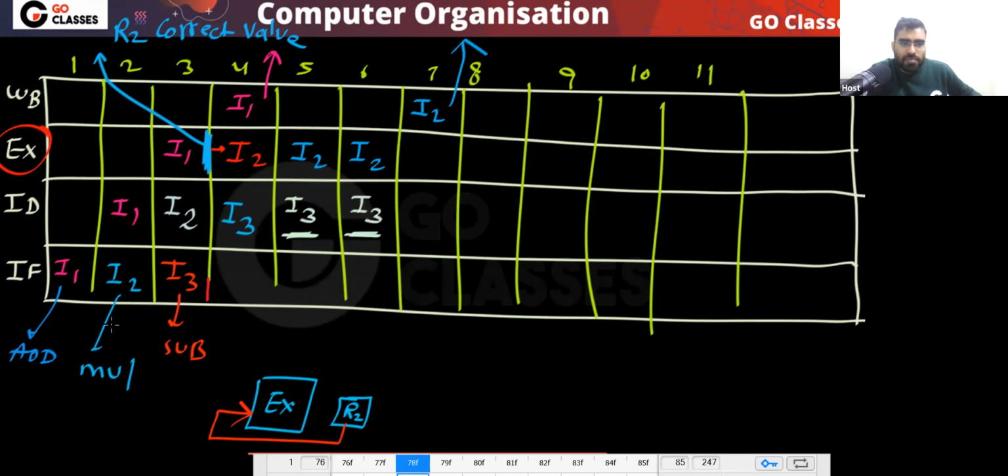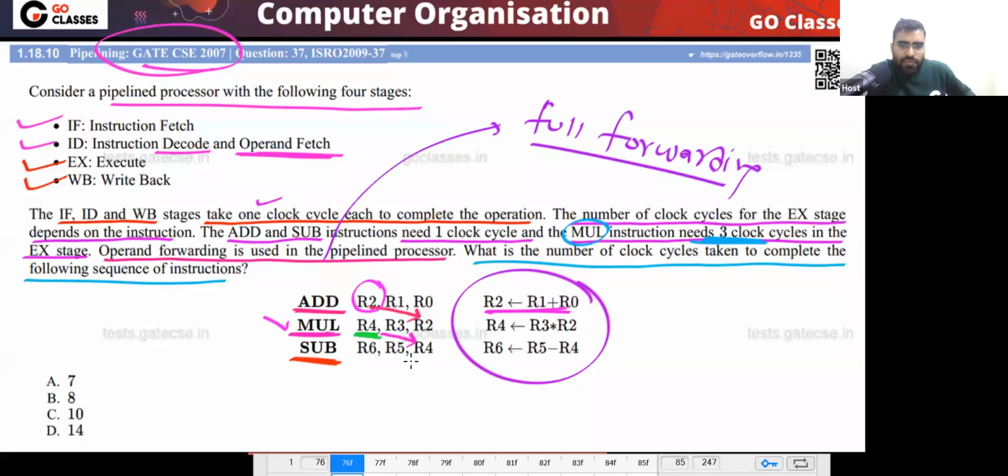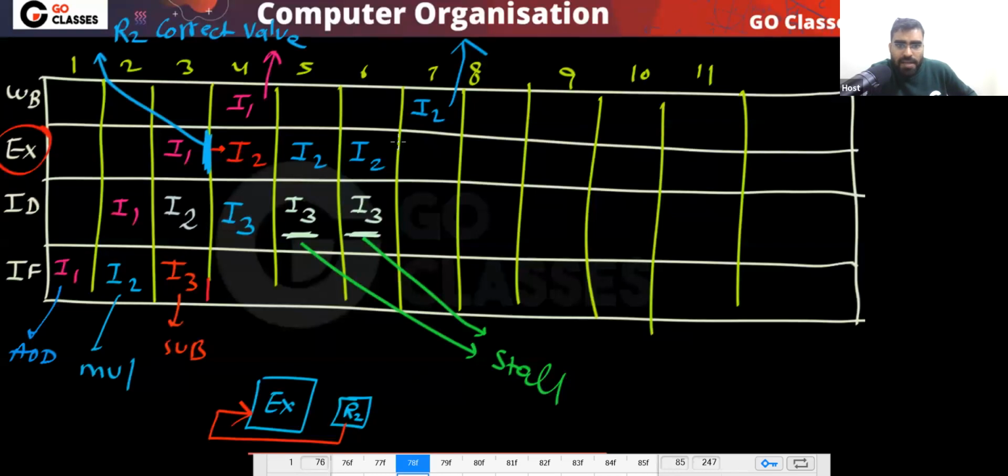I'm using these for stall. Stall is happening. So you have to wait. Basically, this I3 has to wait in the decode stage. It needs the value of R4. When is the value of R4 available? Very good, it is available here. This value is available here.